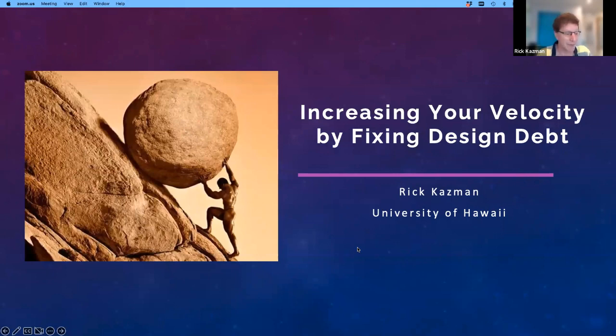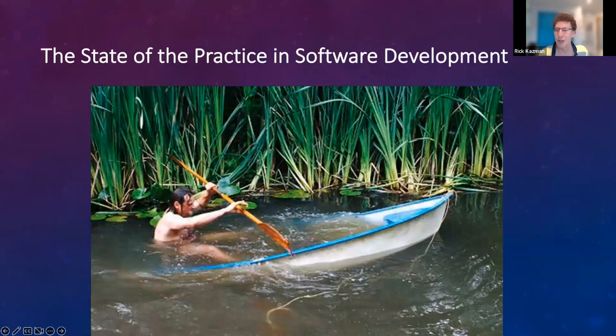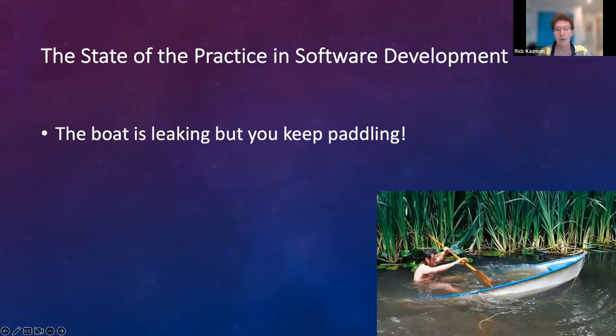The system isn't getting better. In fact, it's probably getting worse. So to give another analogy, this is my view of the state of practice of software development. This poor guy is rowing as hard as he can. He's working as hard as he can. He's probably making some forward progress, but not a lot. And so it's a lot of effort for a small amount of gain. And the question is, why? The boat's leaking, but you keep paddling. And as I say, I consider this to be the state of the practice in software development.